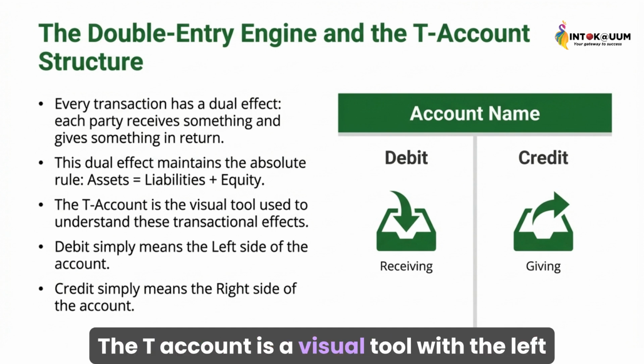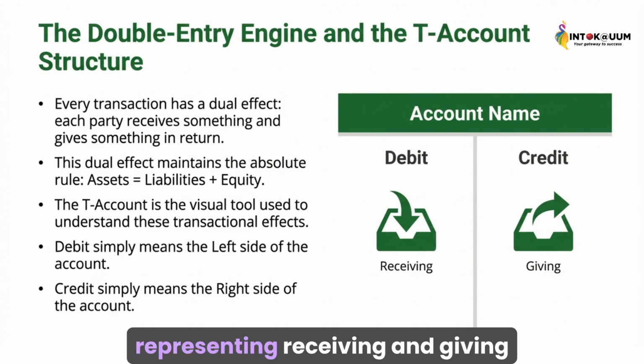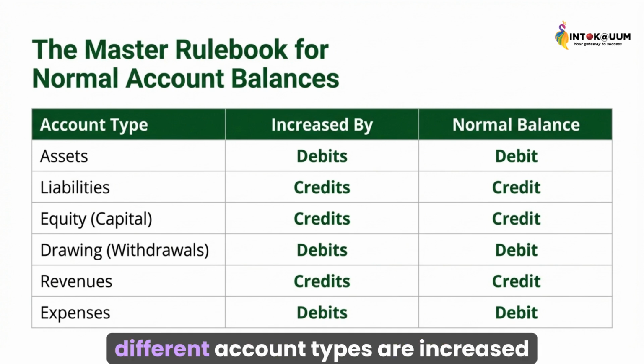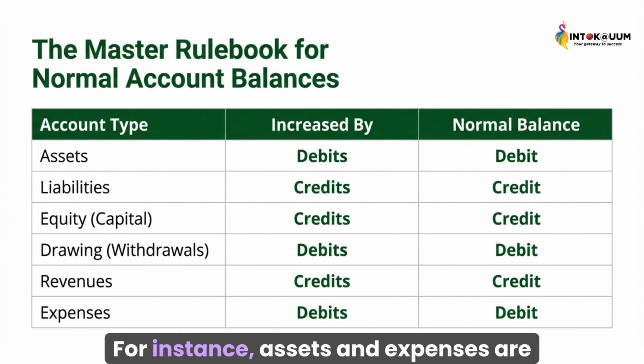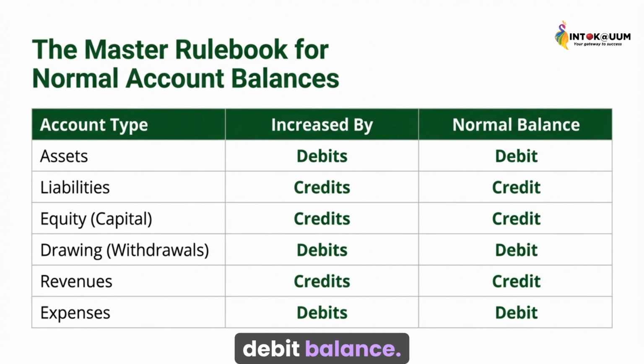The T account is a visual tool where the left side is debit and the right side is credit, representing receiving and giving respectively. This master rulebook defines how different account types are increased and what their normal balances are. For instance, assets and expenses are increased by debits and have a normal debit balance.